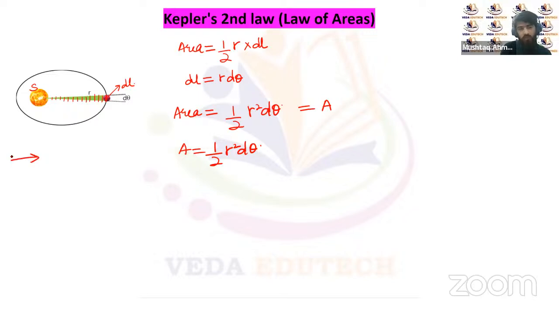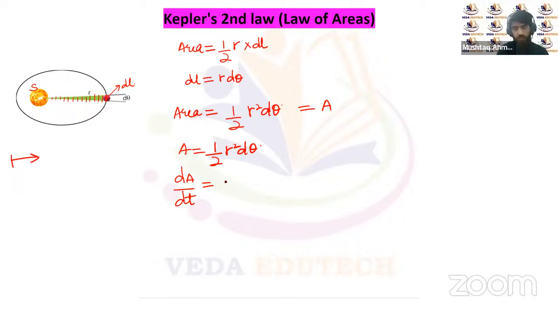Now the second law actually says about the law of areas, that the area swept per unit time interval is equal for all the time intervals, or we can say it sweeps equal areas in equal intervals of time. So let's take the derivative on both sides, that's dA over dt, with respect to time. Now the radius r here is a constant.